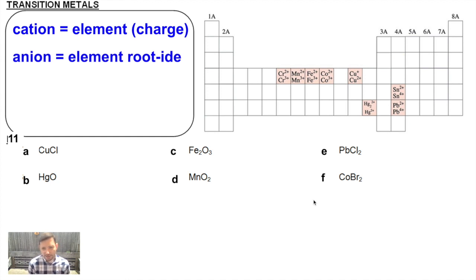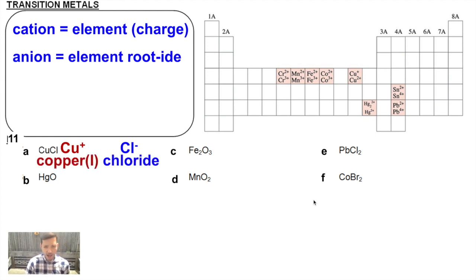The anion is still just the root of the element name followed by the suffix "-ide." So copper and chlorine come together. If it's one of each, that's copper +1 and chlorine -1. How did I know the charge of the copper +1? Well, the chlorine is -1 because it's in the halogens family, so the copper must be +1. You backwards crisscross to make sure the charge is balanced. I call it copper 1 and then chloride.